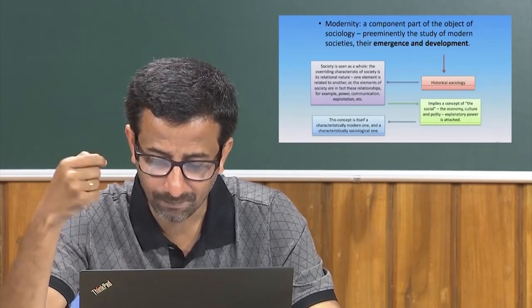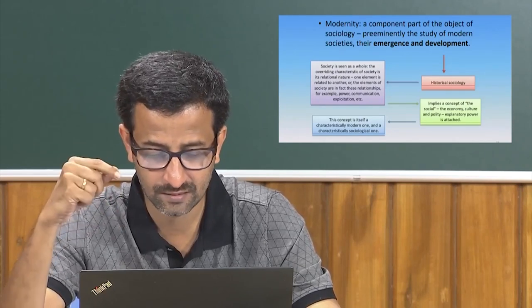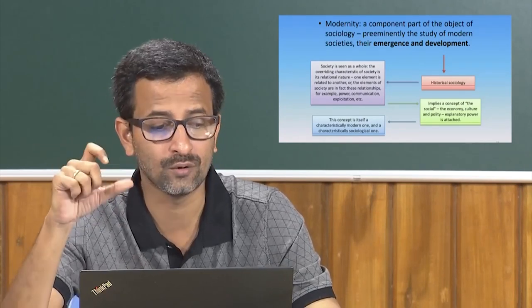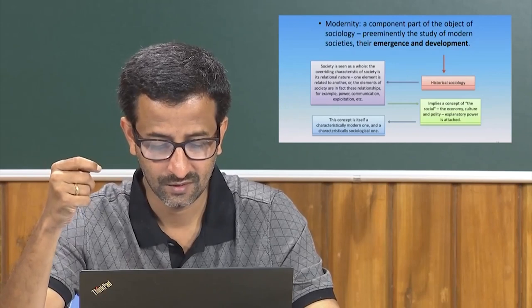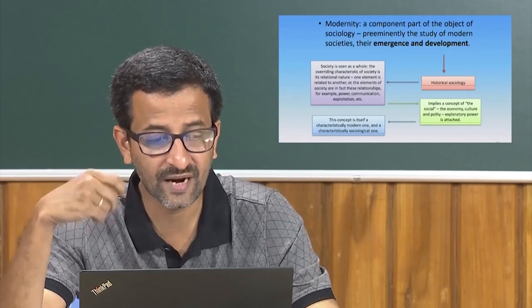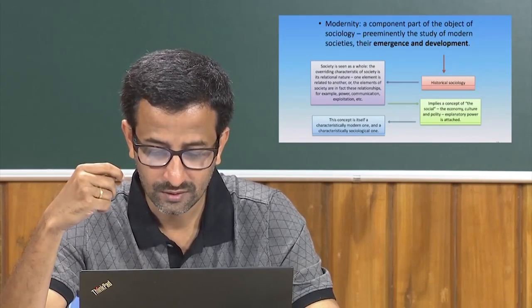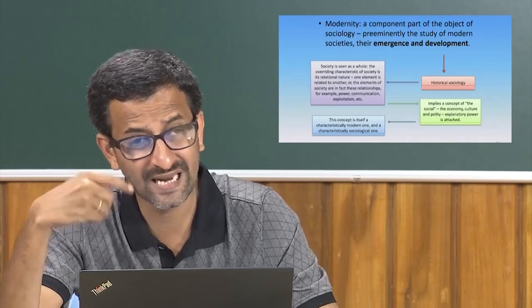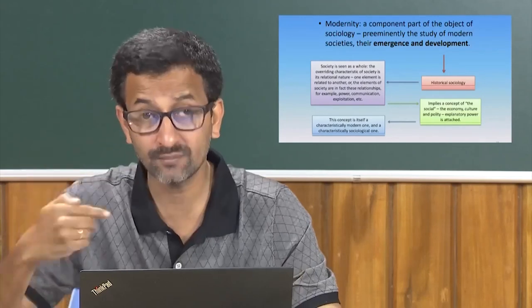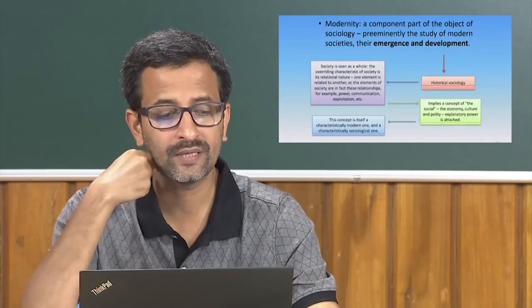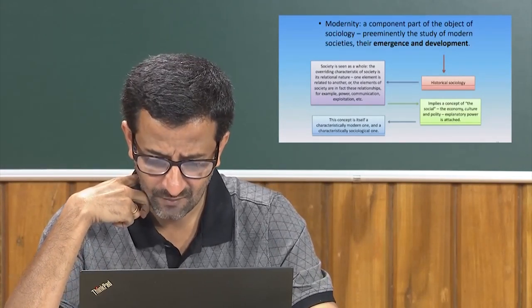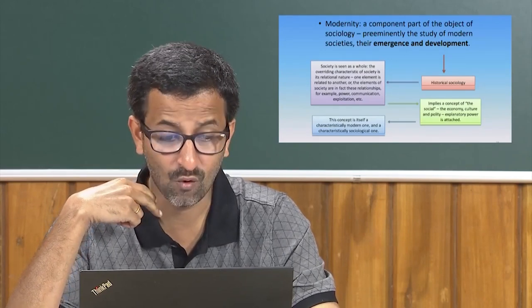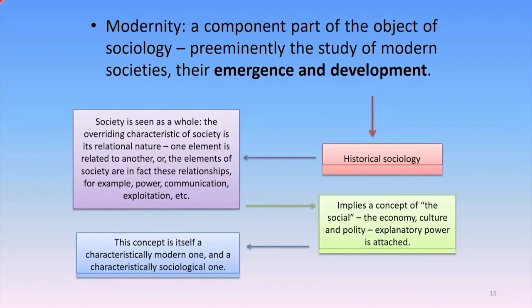But there are other components which need equal stress. Society is seen as a whole. What does it mean? Not that it cannot be subdivided, or there would be little enough to say. When I say society is seen as a whole in terms of historical sociology, I mean it implies that the overriding characteristic of society is its relational nature.